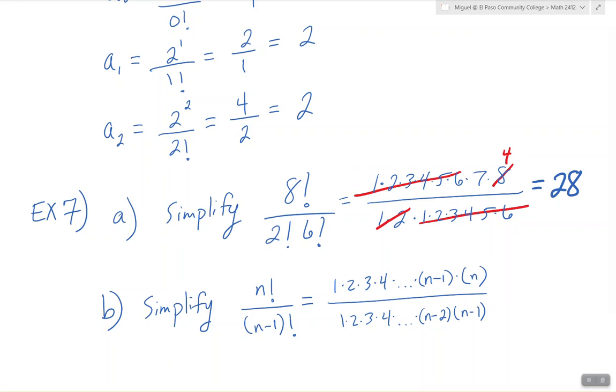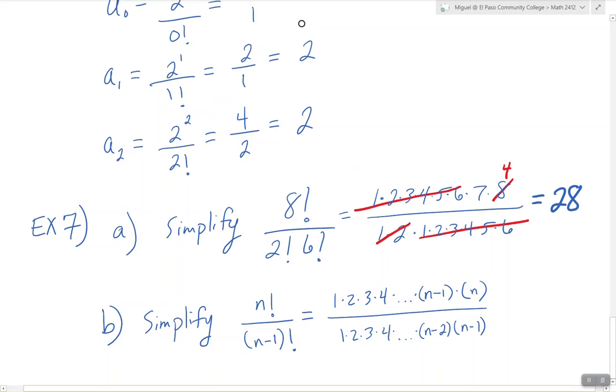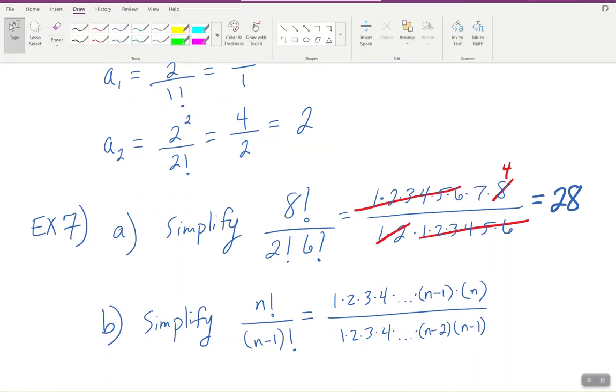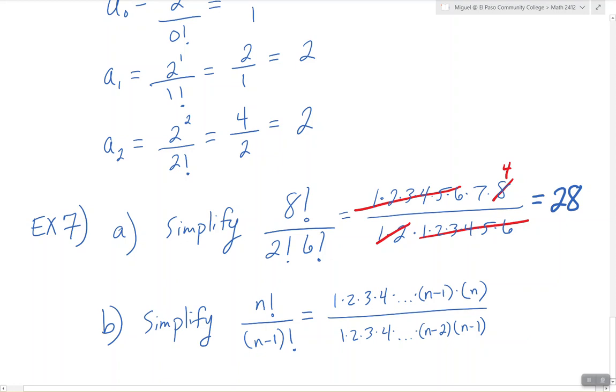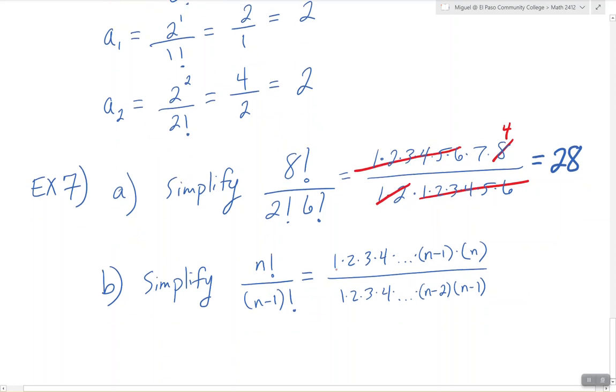And of course, you can see that the top and bottom have all the terms up to n minus 1, so all of this will cancel with all of that. We'll be left with n over 1, so we'll just have n at the end here.